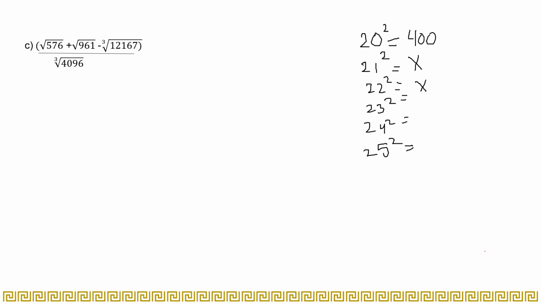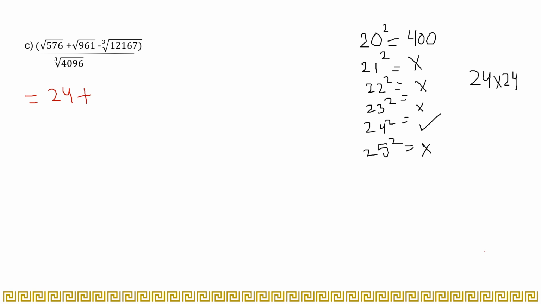What about 23? This can't give you 6 at the end because 3 squared is 9. What about 24? 4 squared is 16. Only this number can give you 6 at the end, and this also doesn't give you. That means you have to check for 24. You have to multiply 24 two times and you will get 576. That means the answer for root of 576 is 24.